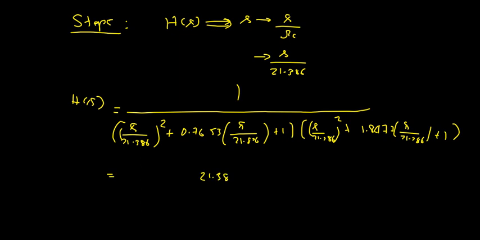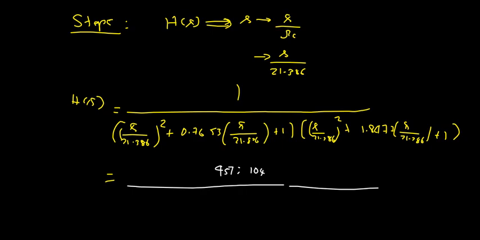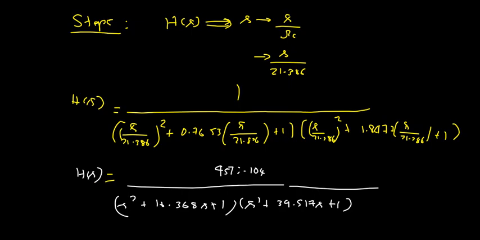Okay, this you have to reduce, that is 21.386 whole square. So 21.386 whole square is 457.104 say. So this becomes your numerator, divided by S square plus 16.368 S plus 1 into S square plus 39.517 S plus 1. Okay, so this is our final transfer function.